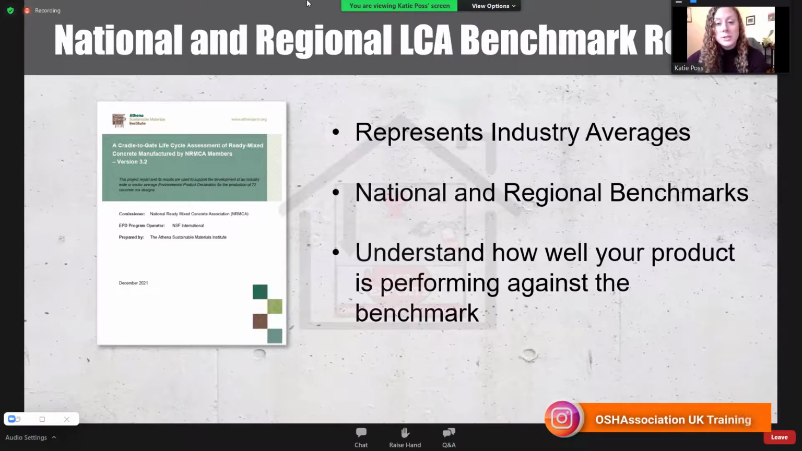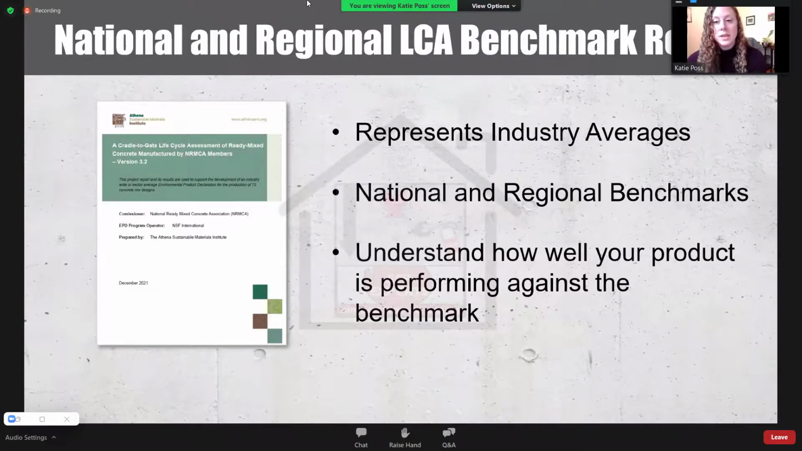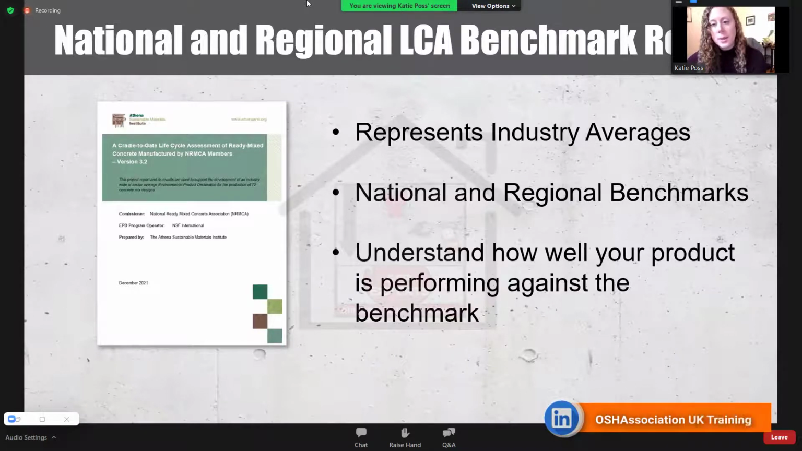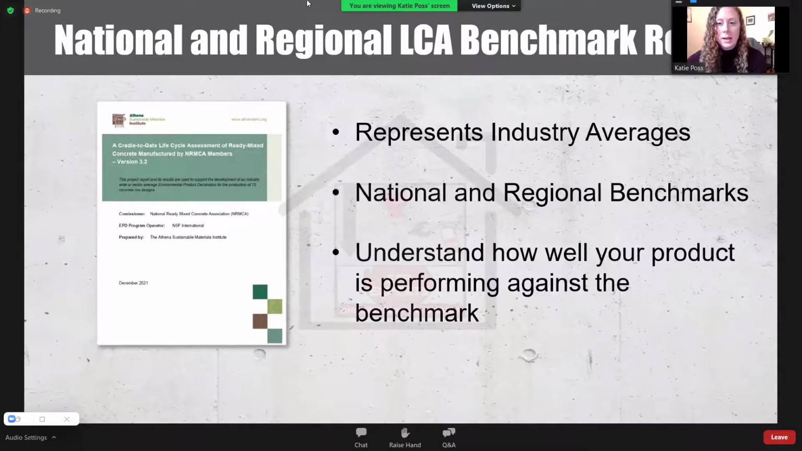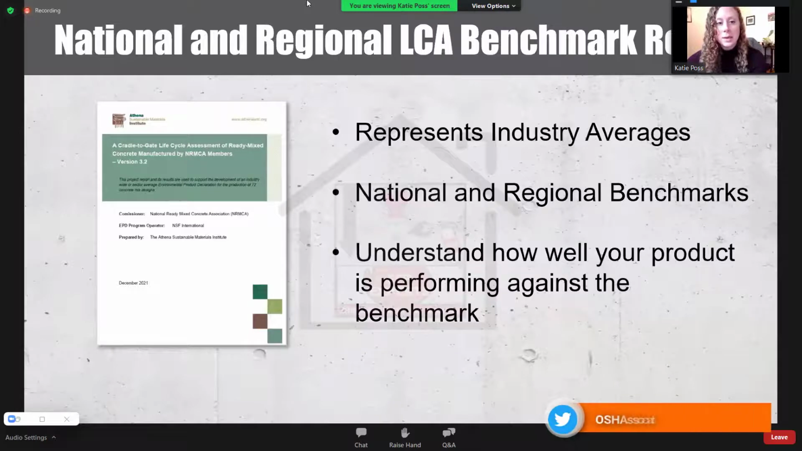Now, you can also use this data to compare the information in an industry-wide EPD or a product-specific EPD to the national or regional average, to understand how your specific product is comparing to the average in your market. Now, there are multiple different documents out there that use the same rigorous LCA methodologies to calculate benchmarks and average GWP and other environmental impacts.